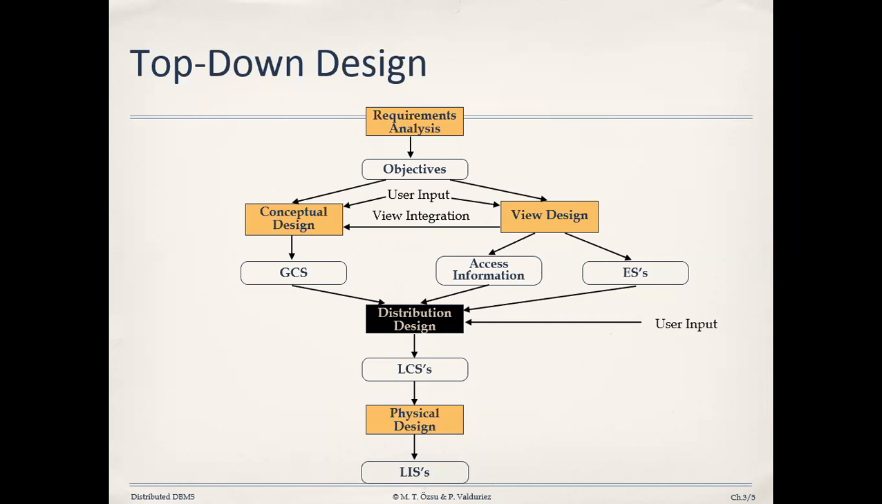In the view design, you actually go for two things. Number one, ES stands for external schema. The view design helps us to design the external schemas. And the second thing which is helpful from the view design is called the access information. And this is very important, because on the basis of this access information, it is really helpful in distribution design. That is why you can see the arrow is coming from the access information.